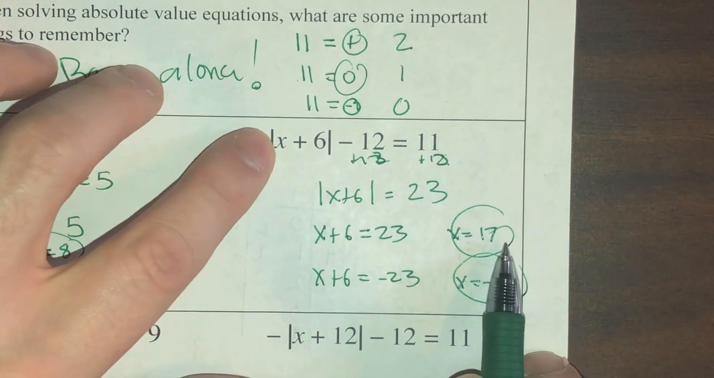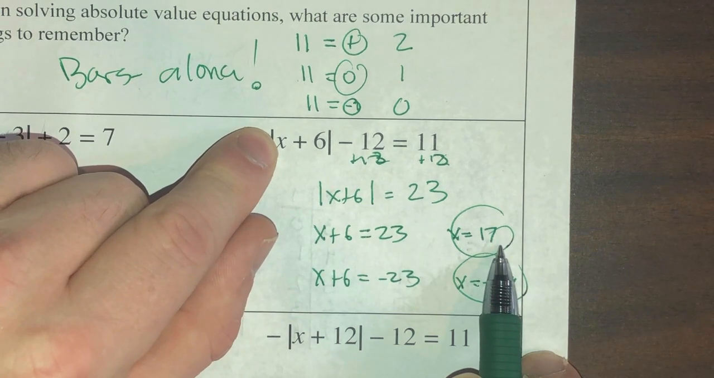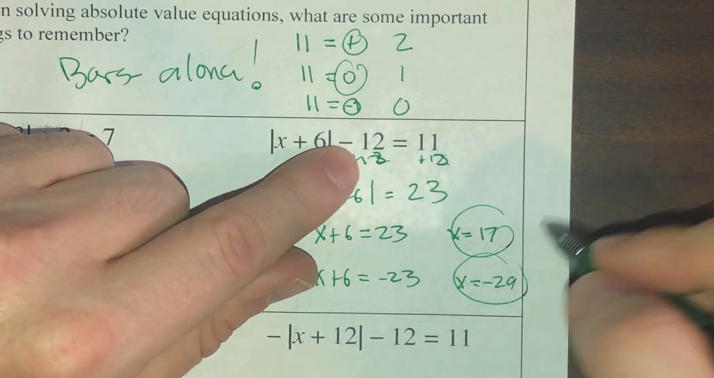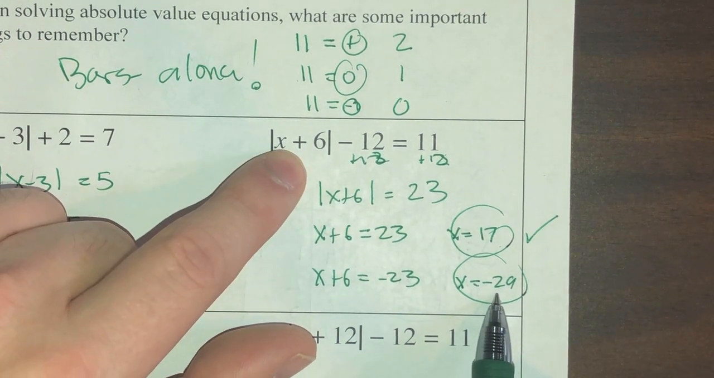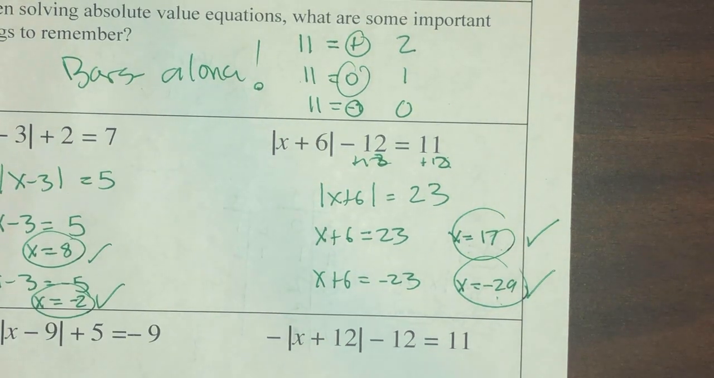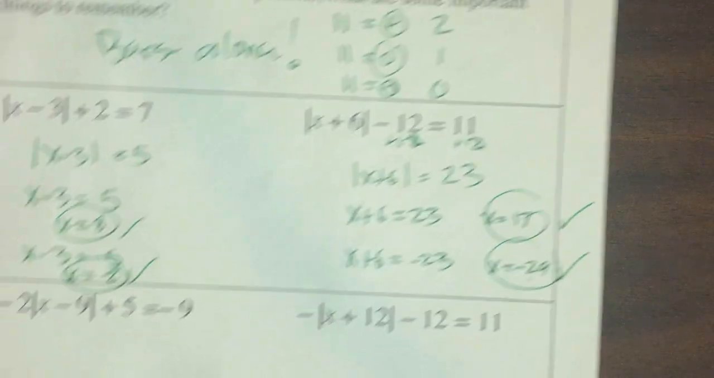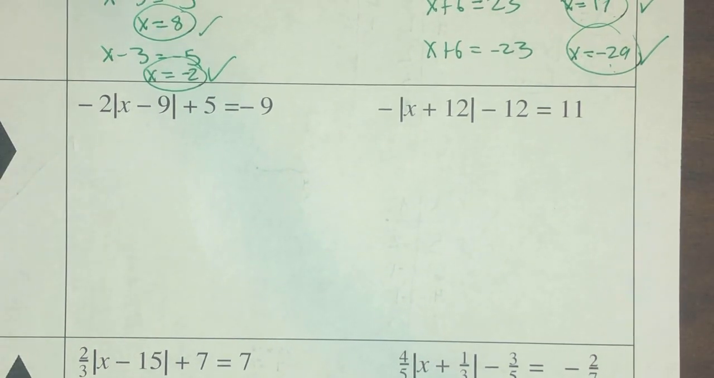Let's do a check. 17 plus 6, that's 23. Absolute value of 23 is 23. 23 minus 12 is 11. All right, negative 29 plus 6 is negative 23. Absolute value of negative 23 is 23. 23 minus 12 is 11. That's correct, okay? How about we move to the next one? Let's look at the next one.